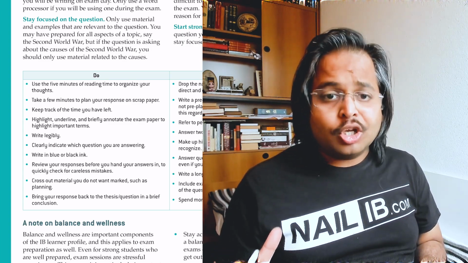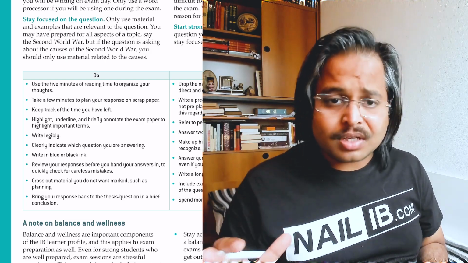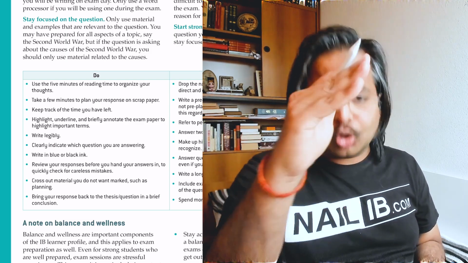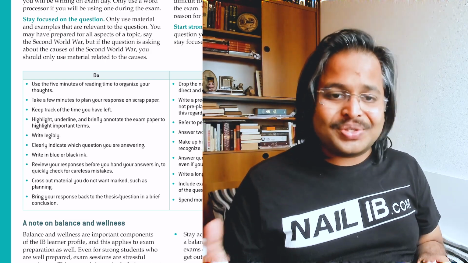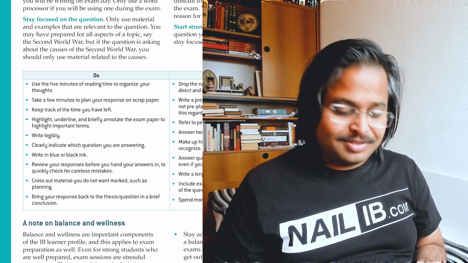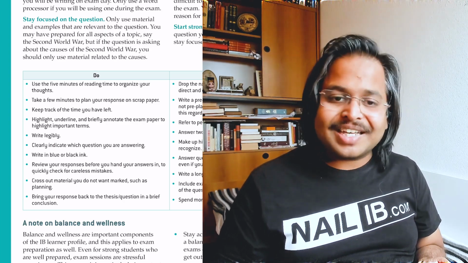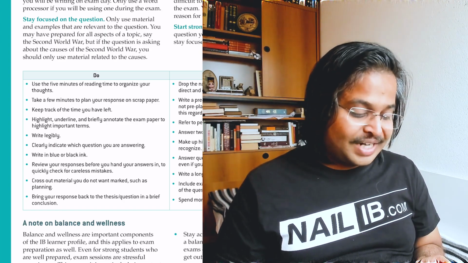So it's very important to have an absolutely clear sense of that planning, but don't forget to cross out that planning once you're done with it. Make sure it's very clearly a scrap piece of paper so that you're not downgraded because of that. Of course, you'll never be downgraded for the presence of such a paper, but in case you're worried, just make sure that you scratch it out.